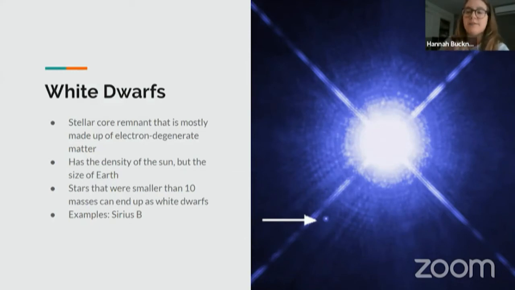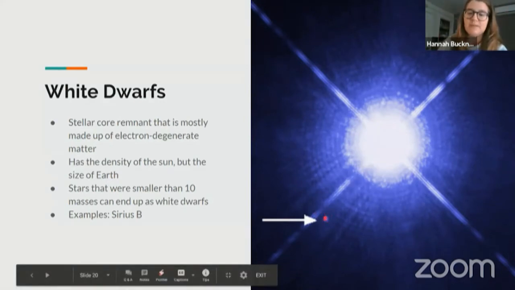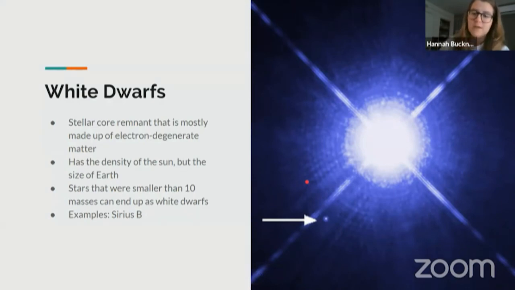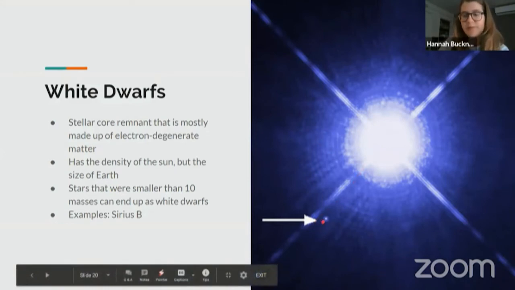They are the mass of the sun. They have the density of the sun, which is a lot. It's very heavy, but it's the size of the Earth. So that means that the material is actually quite heavy and can rip up matter. The example I have here is Sirius B. So when you're looking at Sirius in the sky, it's actually a binary system, which means there's two stars. So this is Sirius A, this is Sirius B. And Sirius B is very small, as we talked about.